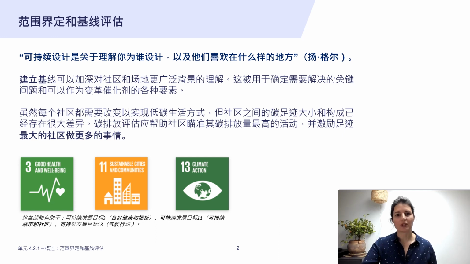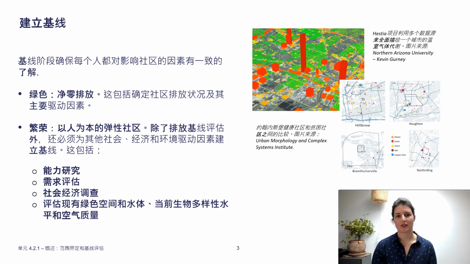The range of approaches that we will be presenting in this unit contributes to several of the Sustainable Development Goals, including SDG 3, Good Health and Well-being, SDG 11, Sustainable Cities and Communities, and SDG 13 on Climate Action. The baseline stage ensures that everyone has a consistent understanding of the factors that will impact the neighborhood. This will provide a consistent basis against which to test the impact of different development decisions.